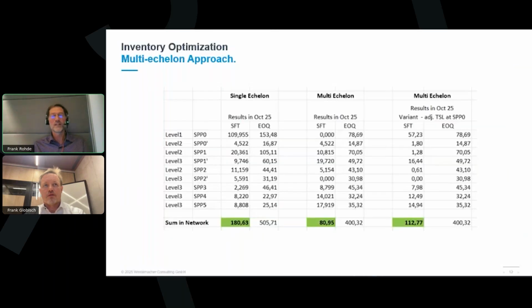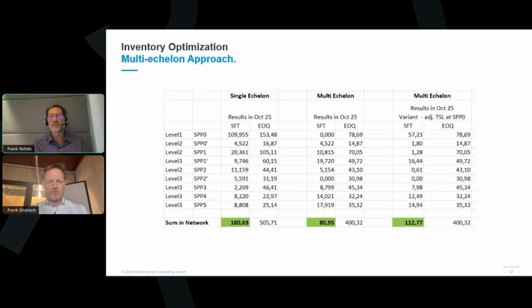So the single echelon was leading to 180 amount of safety stock in the whole network. The multi-echelon now, and you see here the same numbers. So we were in SPP 4 in the system that changed from 8 to 14. And the 109 changed to 0 on the entry location. So we adjusted just by applying this planning service. We are almost at half of the safety stock in the system.